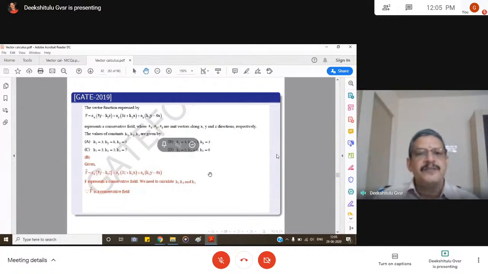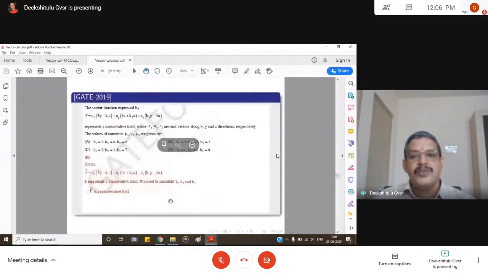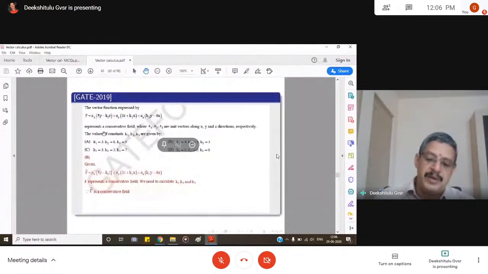So whenever this function is a conservative field, what happens? What you have to show is that curl F is equal to 0. So to find k1, k2, k3, you have to find del cross F equal to 0. Then this curl F is ax (k3 - 3) - ay (4 - k1) + az (k2 - 5) equal to 0. So k3 is 3, k2 is equal to 5, k1 is equal to 4. And they are the constants, and you have to pick the correct choice here. This is the problem given in GATE 2009.